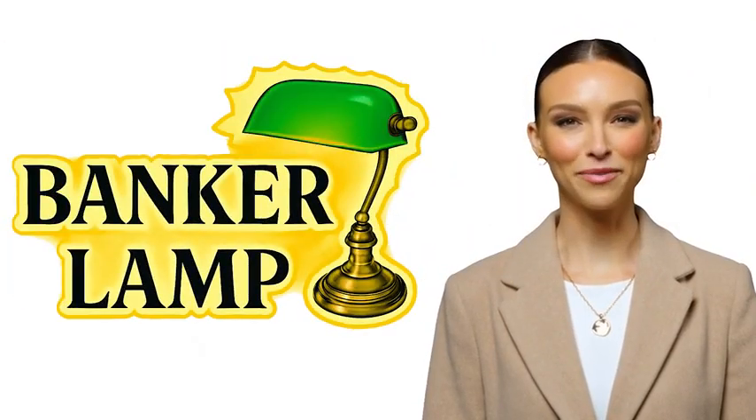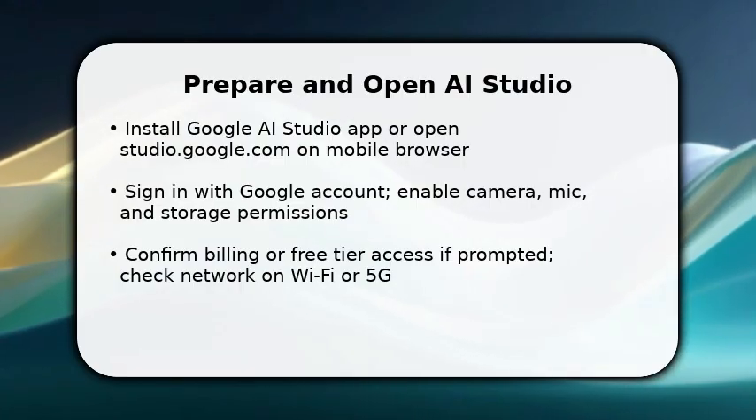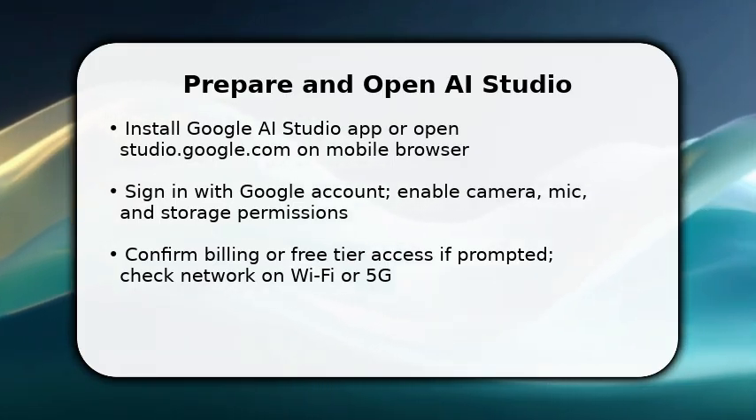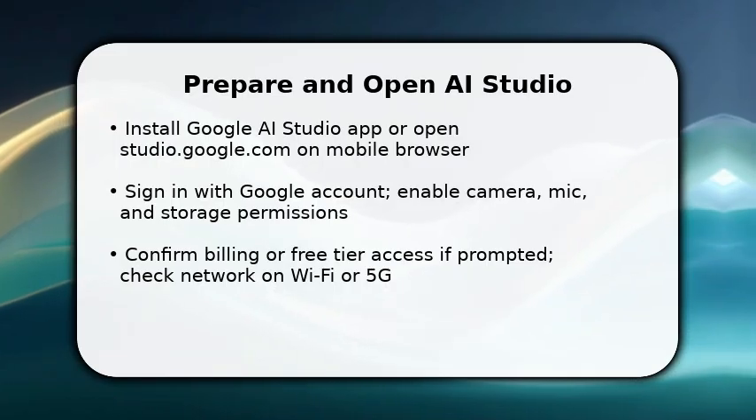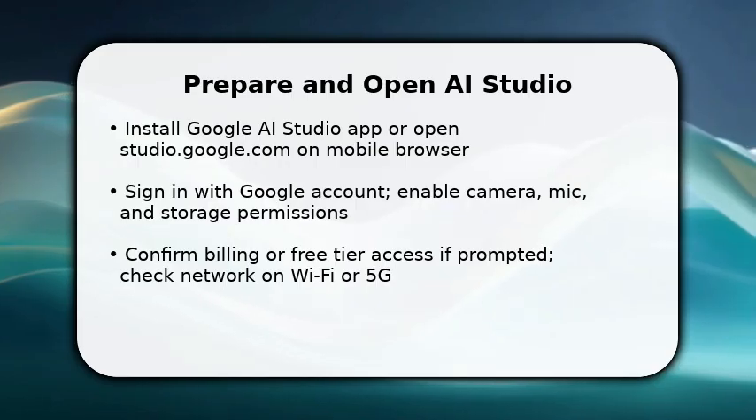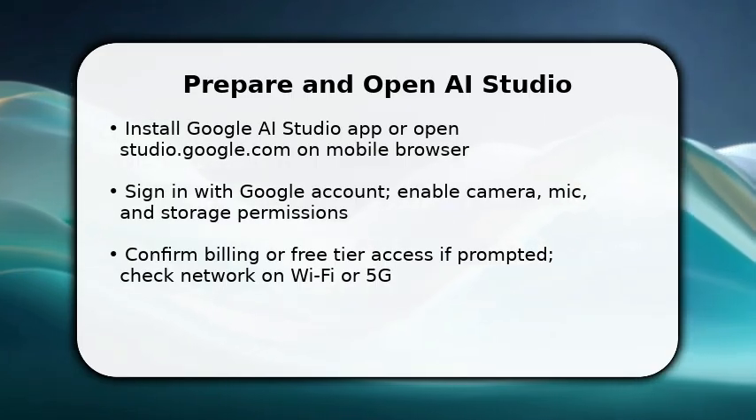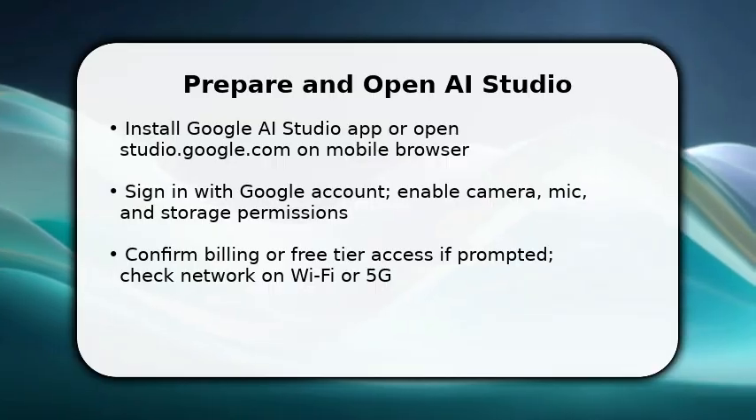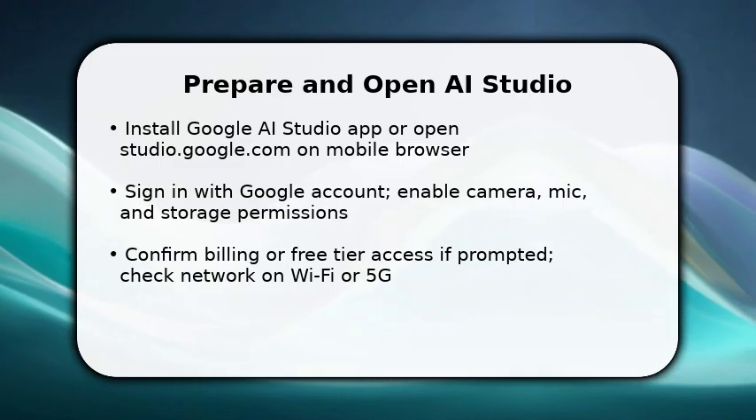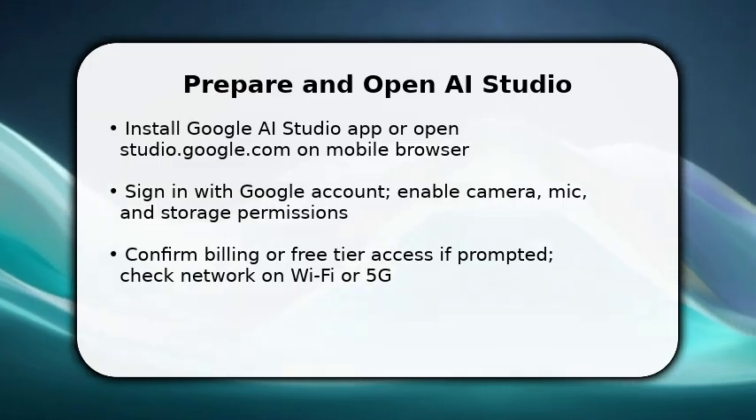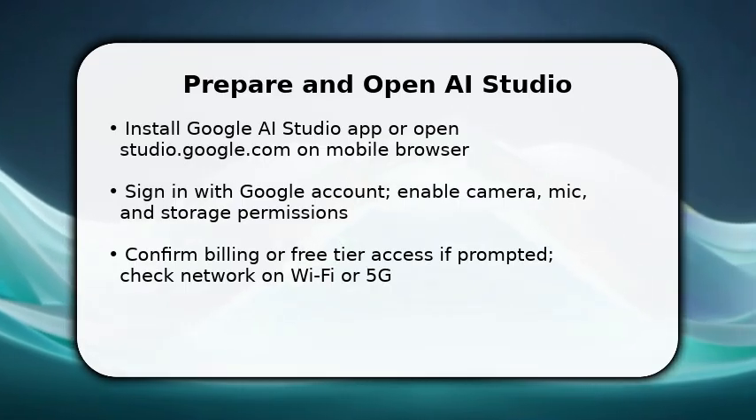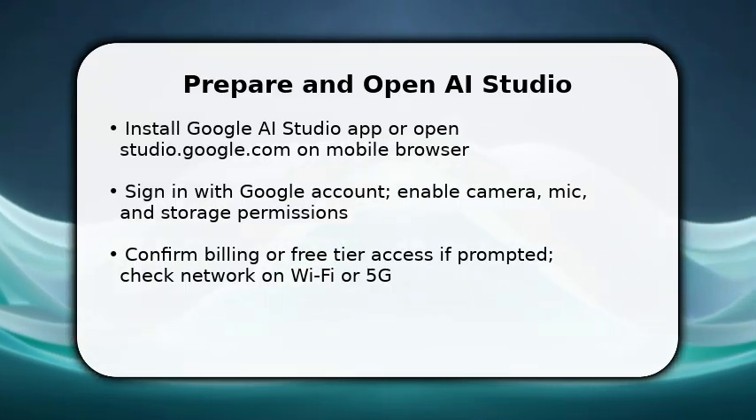Please enjoy the video. You start by getting ready. Install the Google AI Studio app or open it in your phone browser and sign in. Once done, grant camera, microphone, and storage permissions so models can access media. Make sure billing or free tier is set up if required. This avoids interruptions. If you plan to upload large files, switch to Wi-Fi or a stable 5G connection. Doing these steps first prevents permission prompts and failed uploads later, so you can move straight into creating.